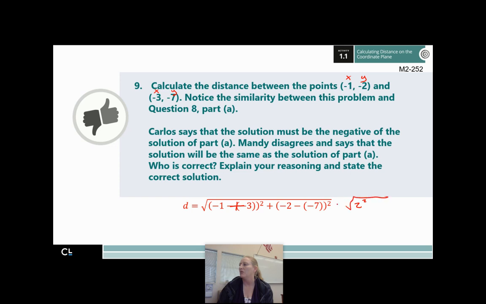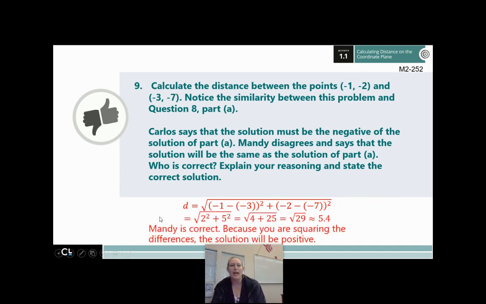Oh, my big square root. Don't forget my big square root. Sorry, it got messy. Also a double negative here, so -2 plus 7 gives us a 5 squared. Interesting. 2 squared is, of course, 4. 5 squared is 25. Hey, I'm seeing some familiar numbers here. So I get the square root of 29, which we said was about 5.4. So check it out. Mandy was right. I'm going to erase this so you can see my prettier version.